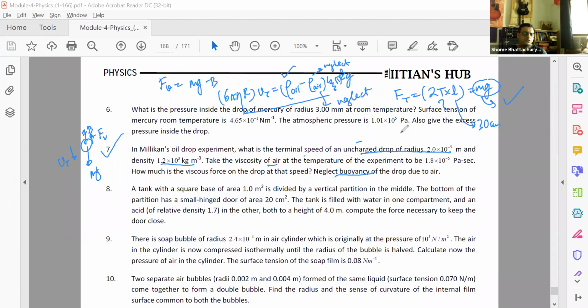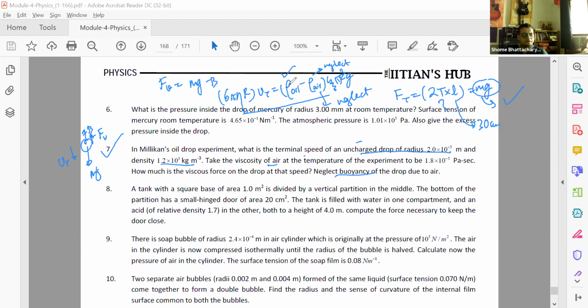Okay, so Kevin, this should be clear. Just equate the weight of the oil drop with the viscous force. So terminal speed you'll find out, and the viscous force at the terminal speed is nothing but the weight. Okay, so this is done.